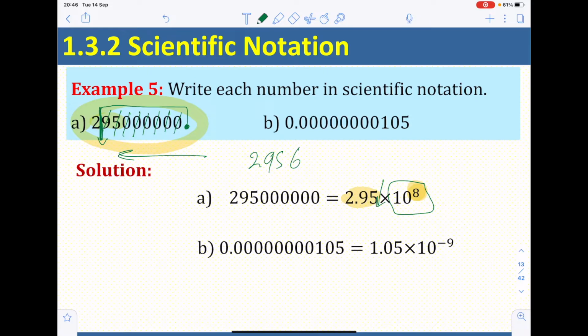For B, I'm going to move this decimal from this place to the very end. So I'm going to move this decimal from this place to be here. Okay. So I'm going to count here 1, 2, 3, 4, 5, 6, 7, 8, 9. So I moved it 9, and since I'm moving it from the left to the right, I'm going to write the power as negative 9. Okay, so it would be 1.05 times 10 to the power negative 9.